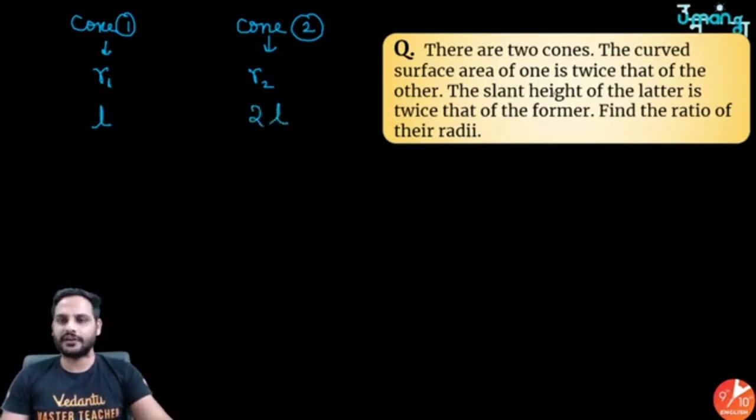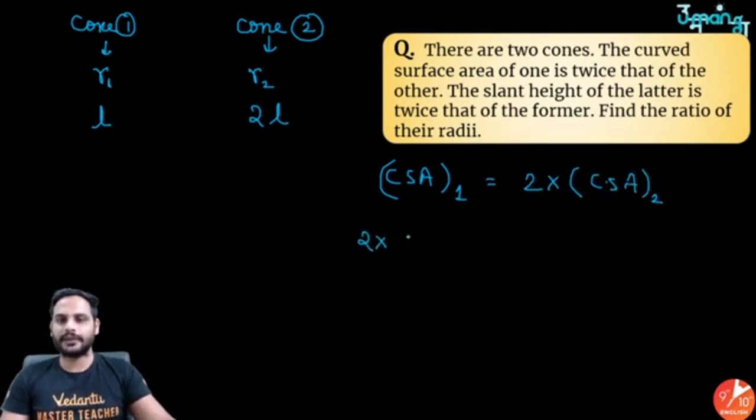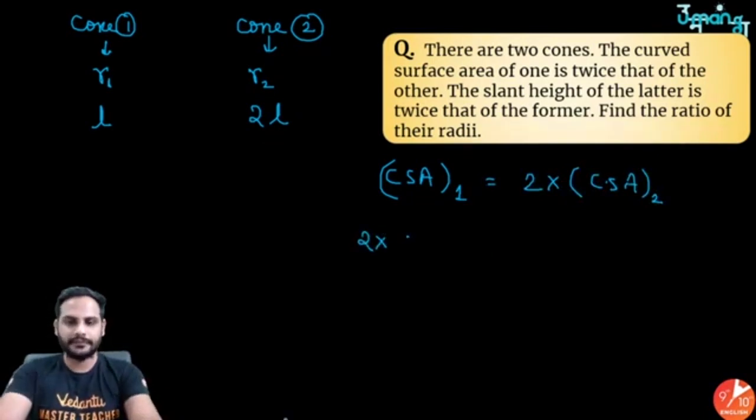The curved surface area of cone 1 is twice that of the other. So cone 1's curved surface area is double of that. So whatever is the CSA of cone 1, curved surface area of cone 1 is double of curved surface area of cone 2. So curved surface area of cone 1 is 2 into, sorry, curved surface area is what? Pi r L, na?